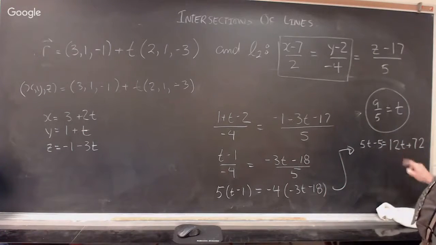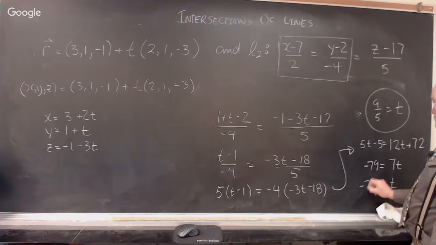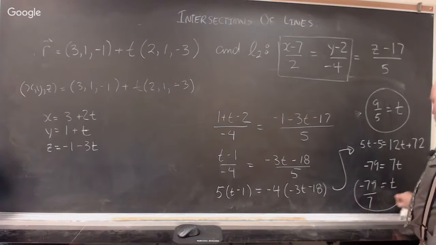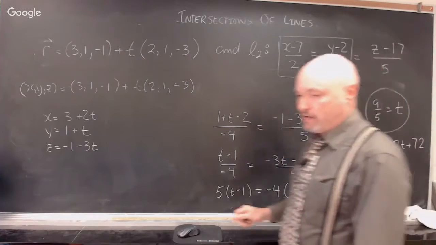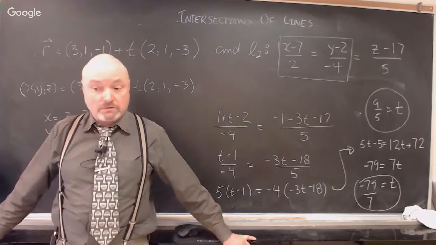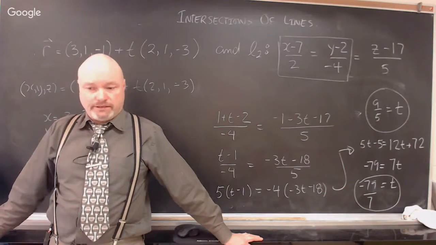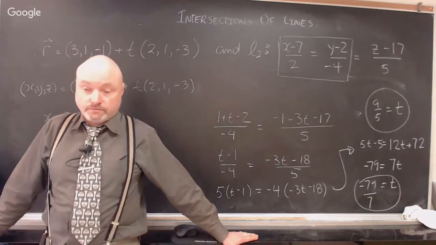Okay, so I'm going to move my t's over onto the right side. 7t is equal to -79. Wow. And so I'm getting a different t value, as long as I didn't make any mistakes. And actually, I don't think I did. But the answer is that these two lines do not intersect.